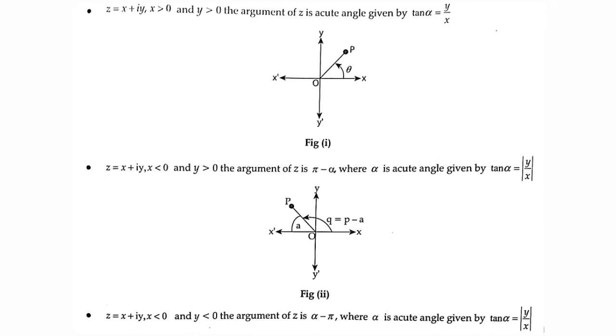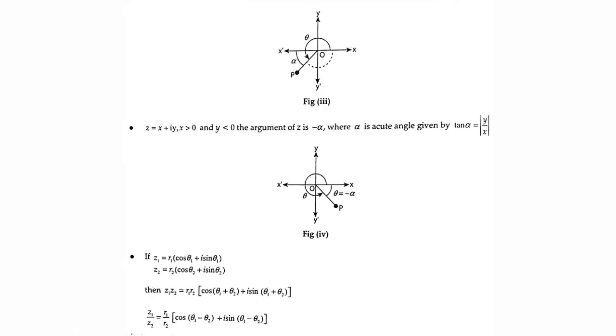z is equal to x plus iy, x less than 0, y less than 0, so the argument is alpha minus pi, where alpha is the acute angle given by tan alpha is equal to y upon x, so it lies in the third quadrant. If z is equal to x plus iy, x is greater than 0 but y is less than 0, the argument of z is minus alpha, where alpha is the acute angle given by tan alpha is equal to modulus of y upon x. So this principal value lies in the fourth quadrant.